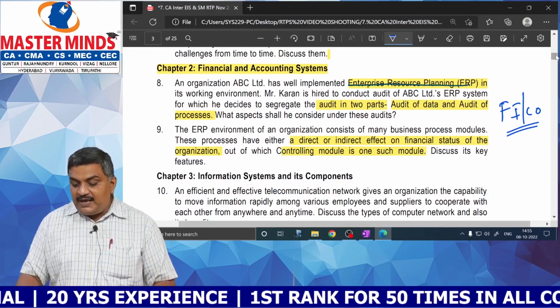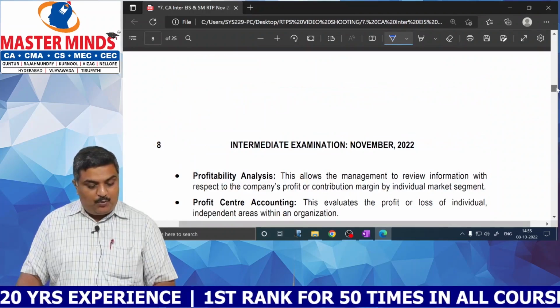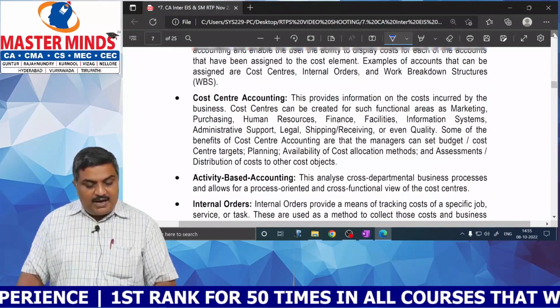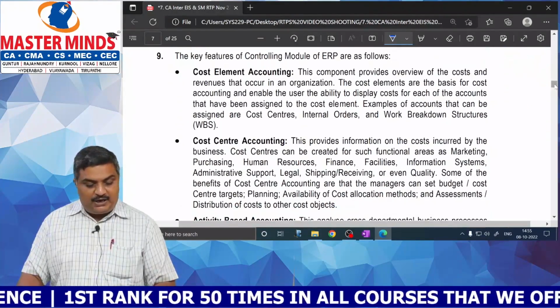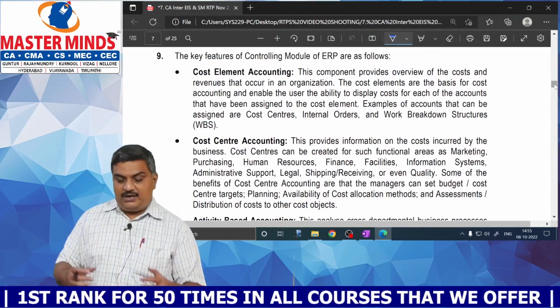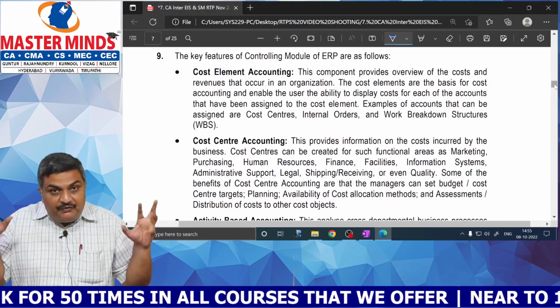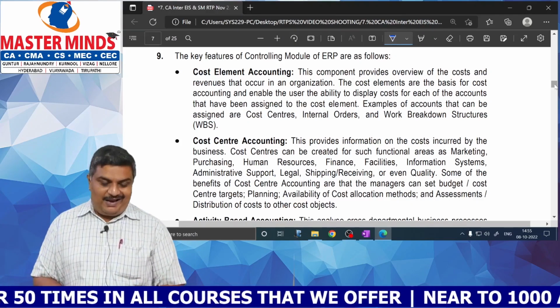Now here what is being asked? The features of the controlling module. And to the best of my knowledge, this question can be asked in the examination. It is better you pay attention to this question and read this question. Now, what are the key features of the controlling module in an ERP?